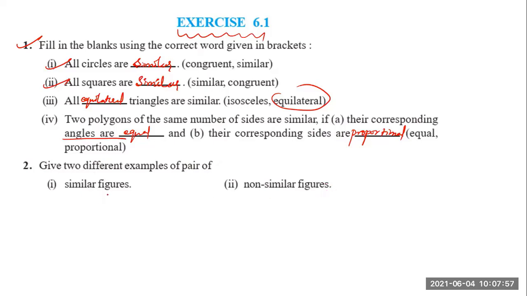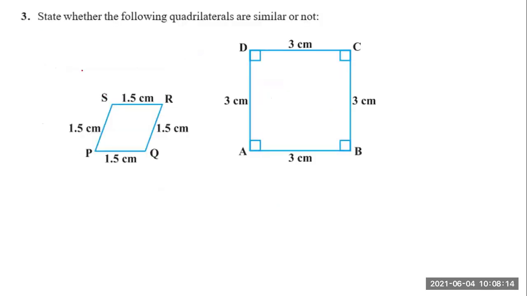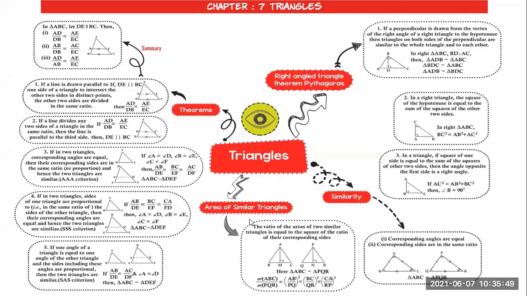So these examples you need to write. You need to give two examples for similar figures, example A and example B, and non-similar figures, example A, example B. So that you write. And afterwards, we have another question. State whether the following quadrilaterals are similar or what. So this diagram you need to write and you need to check whether the angles are equal or the sides are in proportional. And afterwards you need to write your conclusion, whether they are similar or not similar. Is it clear? Yes, sir. Okay.